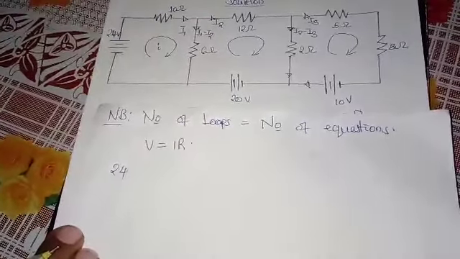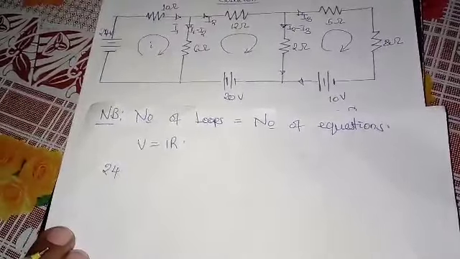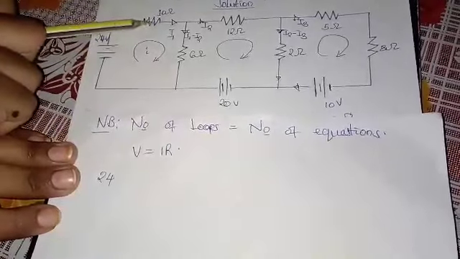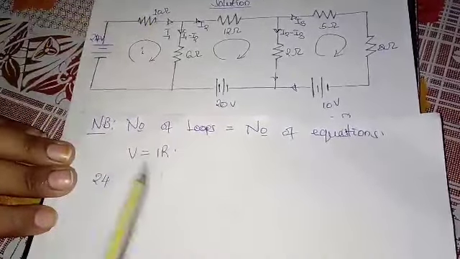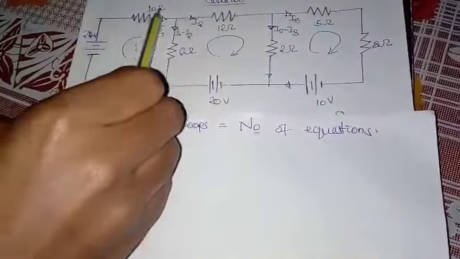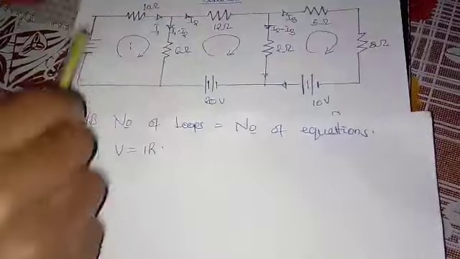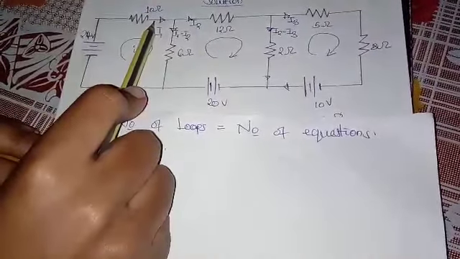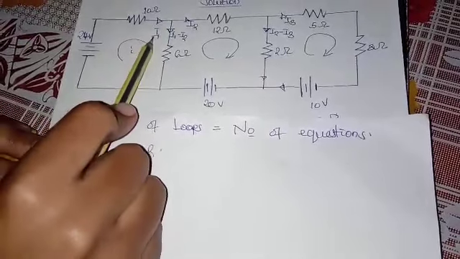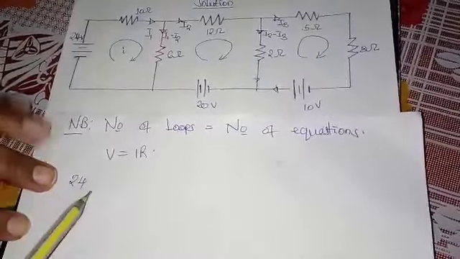Going down to this resistance, we have 10 ohm, but we can't write 10 ohm because it is resistance. We have to find it in terms of voltage. So in order to find the voltage across this resistance, we need to take this 10 ohm, which is resistance, times the current which is passing through this resistance. And the current which is passing through this resistance is current 1.